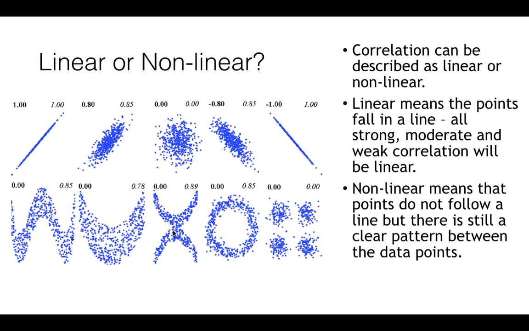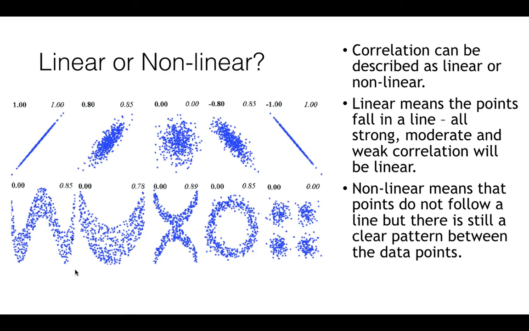We can also have a linear or non-linear correlation. So if you have a positive or a negative correlation, it will be linear. It means that the points fall in a line. Okay, so that goes for strong, moderate and weak correlations. They are all linear. If you have no correlation like this, then it is neither linear nor non-linear. It is just no correlation.